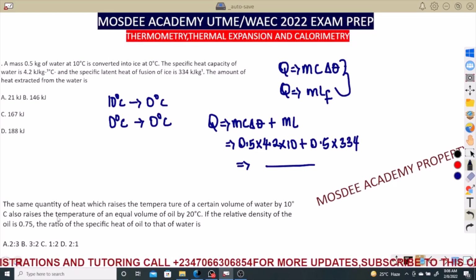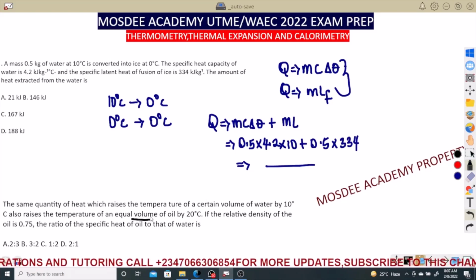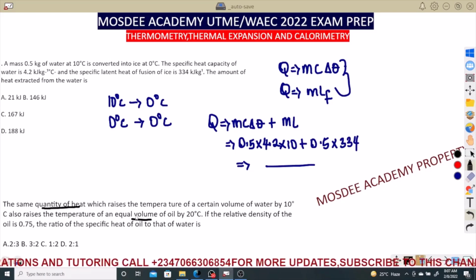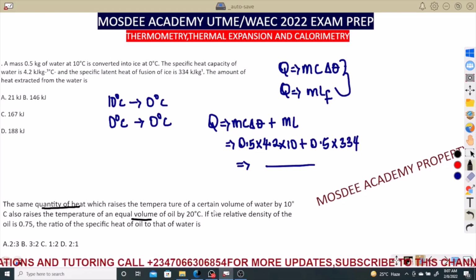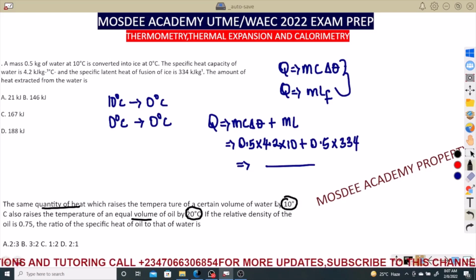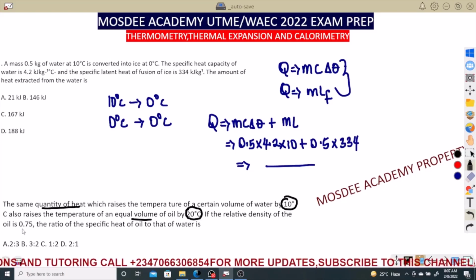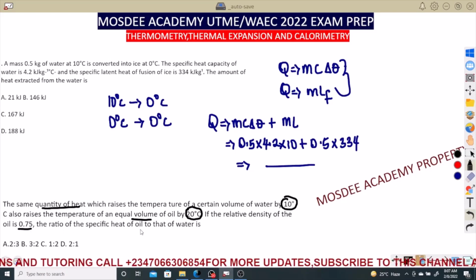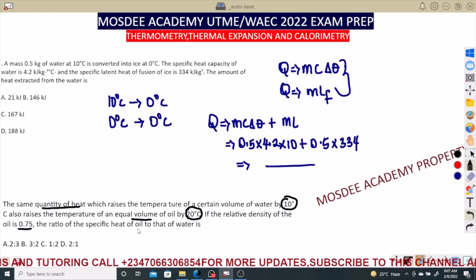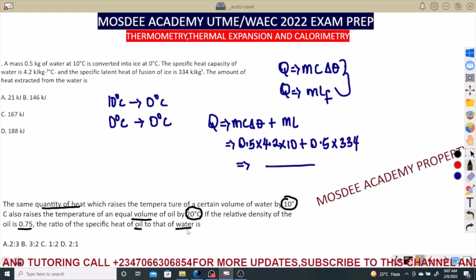The next question here is the same quantity of heat which raises the temperature of a certain volume of water by 10 degrees Celsius also raises an equal volume of oil. The quantity Q is the same, V is also the same, but the temperature differences are 10 for water and 20 for oil. The relative density of oil was 0.75. So the ratio of the specific heat capacity of oil to that of water is dash.